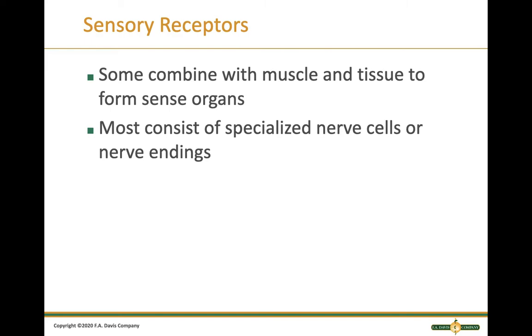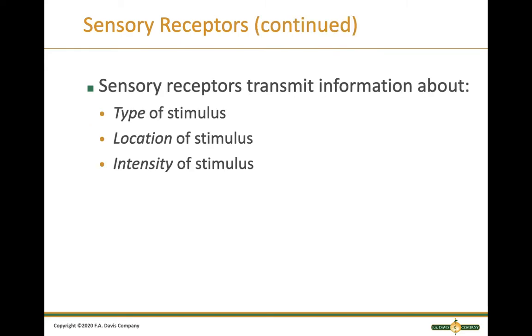So first, sensory receptors. Some of them will combine with muscles and tissue to form sense organs. Most of these will consist of specialized nerve cells or nerve endings. And we're going to talk about some of the specific types in a second. Some of the information they transmit includes the type of stimulus, the location of stimulus, and the intensity of stimulus, such as the loudness of a sound.